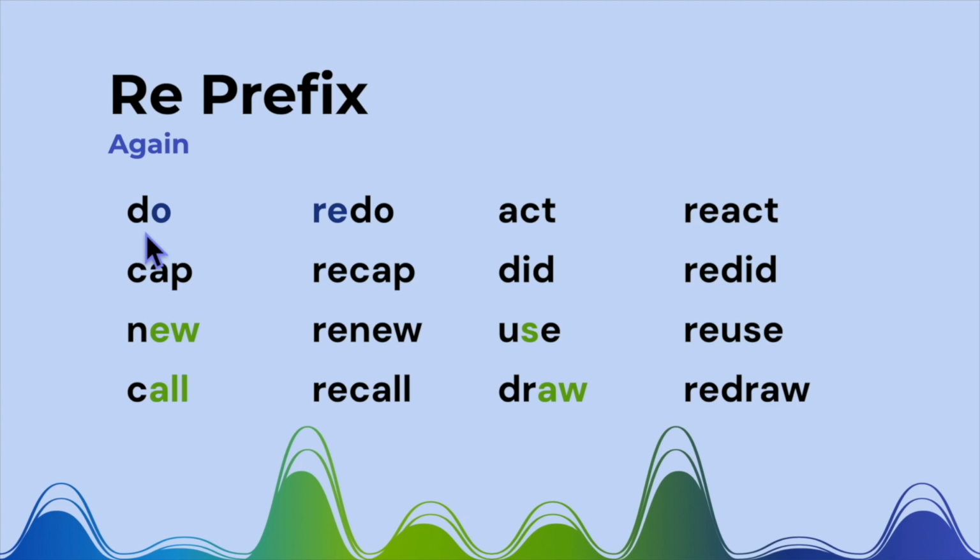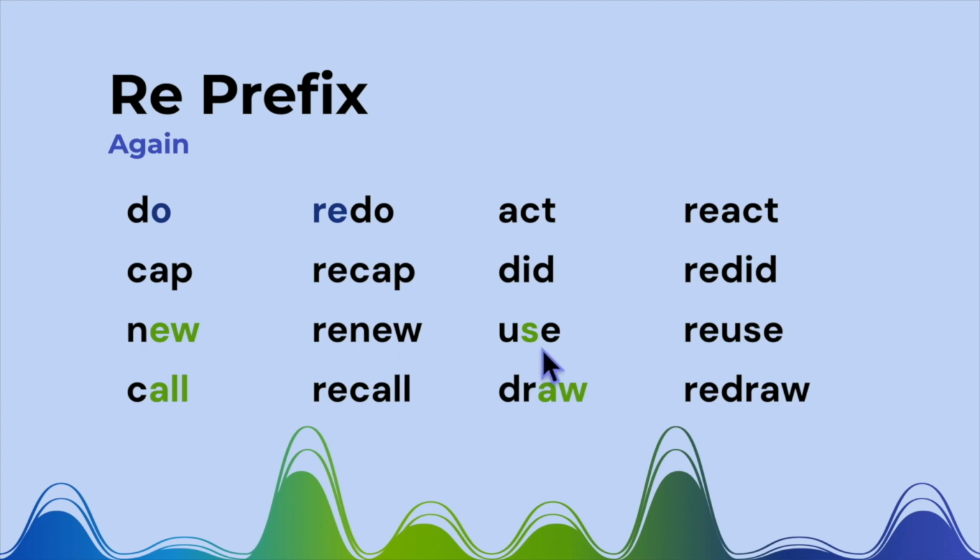The prefix re means again. Here we have a word that uses the oo sound of O. Do, redo. Redo means to do again. Act, react. Cap, recap. Did, redid. EW says oo. New, renew. So renew would mean to make something new again.